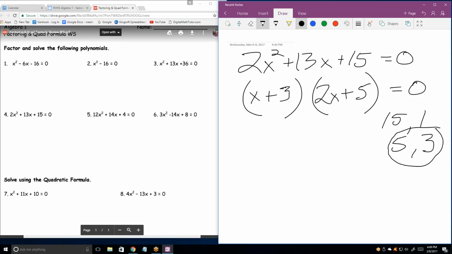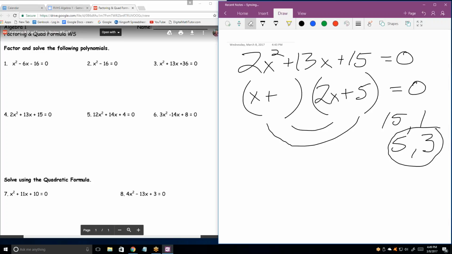Do the O and the I. In other words, for these harder ones, this is not just a checking process. This is part of the process for figuring out the answer. Does that work? 6 and 5 add to 13? Okay, let's try another combination.